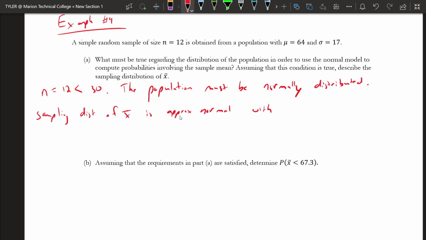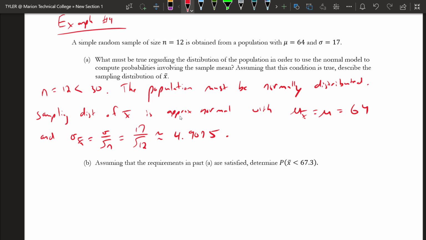With a mean equal to mu, which would be 64, and the standard deviation of x bar would be equal to sigma divided by the square root of n, which would be equal to 17 divided by the square root of 12, right? And this is approximately 4.9075, right? So those two numbers, right, the reason why we say those along with it is that it tells what the graph looks like. Right, just like if you said something looked to be a linear shape, you'd want to know the slope and the y-intercept, right? It kind of gives some information about what the graph looks like.